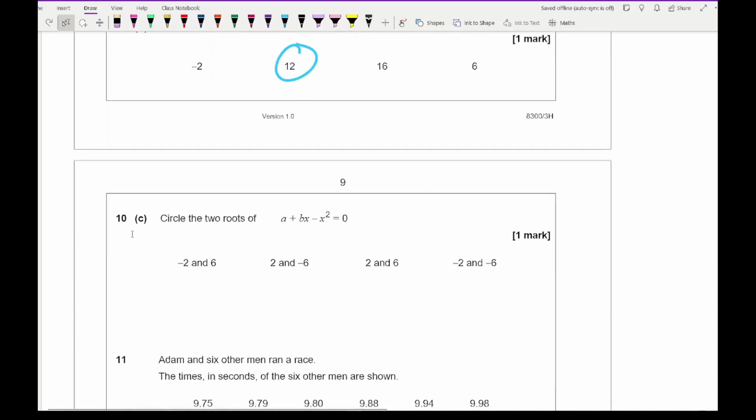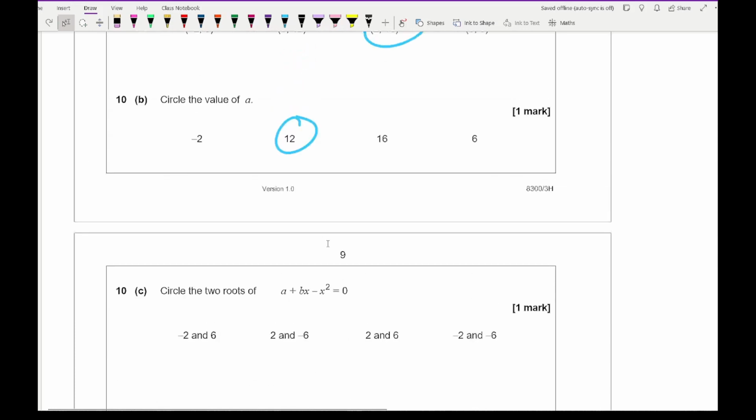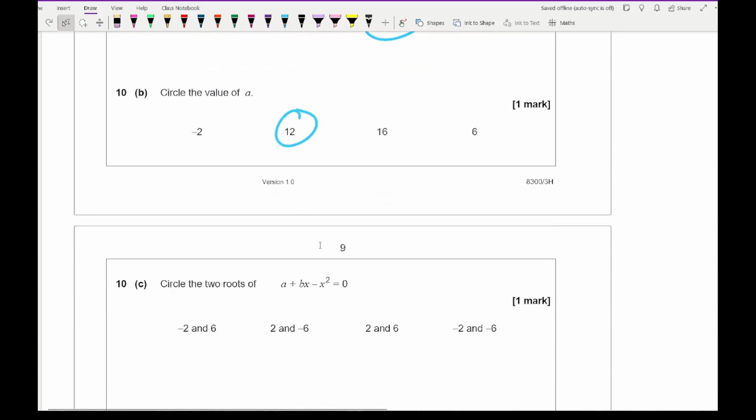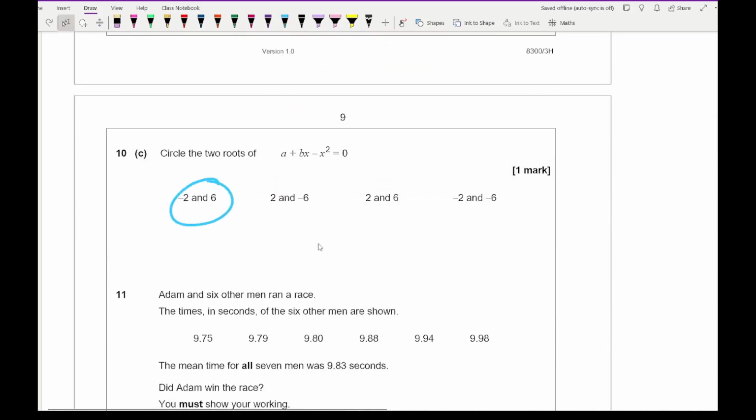Then for 10c, it says circle the roots of the equation equals 0. Well, for this, what I'm looking for is where it crosses the x-axis. So this is at -2 and 6. So that there is my first option.